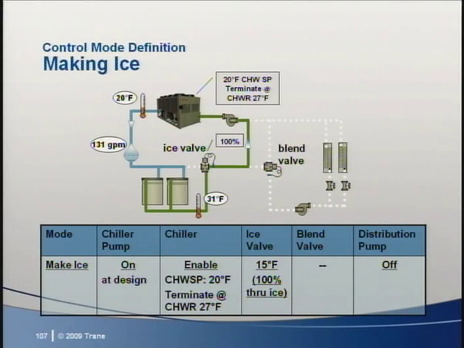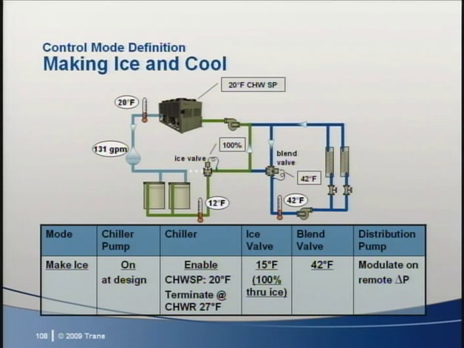While diagramming the system operation, it is extremely useful to document each component's operating conditions in a tabular form. This can be invaluable not only to the BAS technician, but when commissioning the system as well. Here is the mode that is sometimes overlooked: make ice and cool simultaneously.